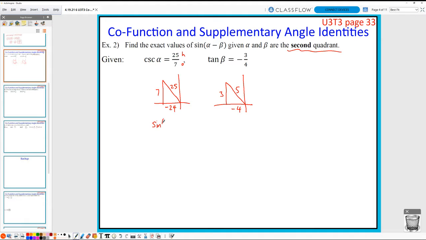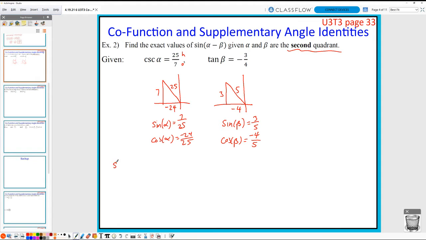Sine alpha is equal to 7 over 25. Cosine alpha is negative 24 over 25. Well, for this guy, sine of beta is 3/5. Cosine beta, negative 4/5. I like how I said I was going to use different colors, but this time I did not.